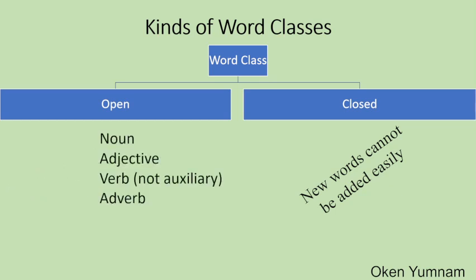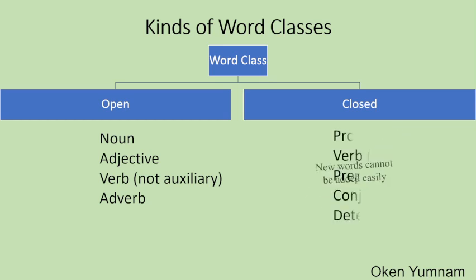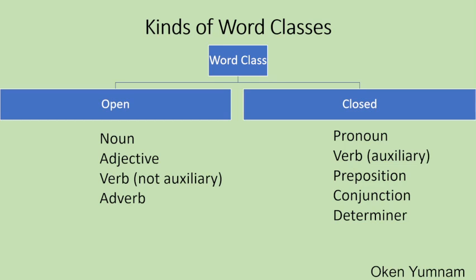So let's see an example here. For open, we have nouns, adjectives, verbs, of course not the auxiliary, and adverbs. In this category of word classes, new words are added every year and very frequently, and we have plenty of them. And coming to closed word classes, we have pronouns and auxiliary verbs followed by preposition, conjunction, and determiner. You might say, where is interjection? I'm putting interjection neither in the open nor in the closed. We will discuss them in another lecture.